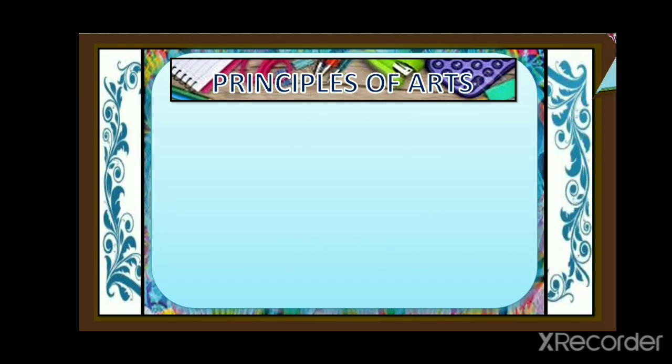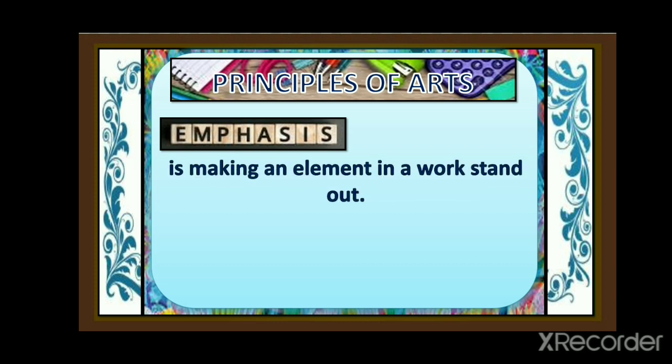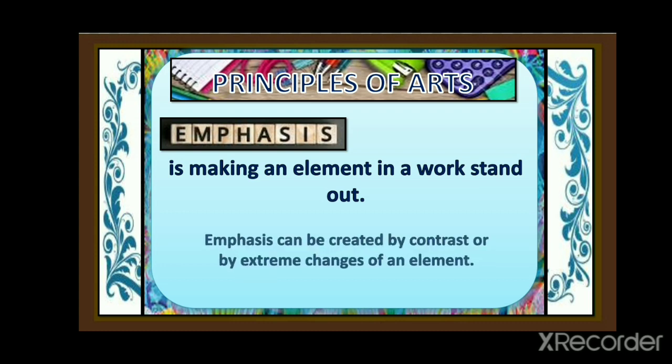These are the following principles of art. First is emphasis. What is emphasis? Emphasis is making an element in a work stand out. To attract viewers' attention to important parts of an artwork, artists use the principle of emphasis. Emphasis can also be created by contrast or by extreme changes of an element.